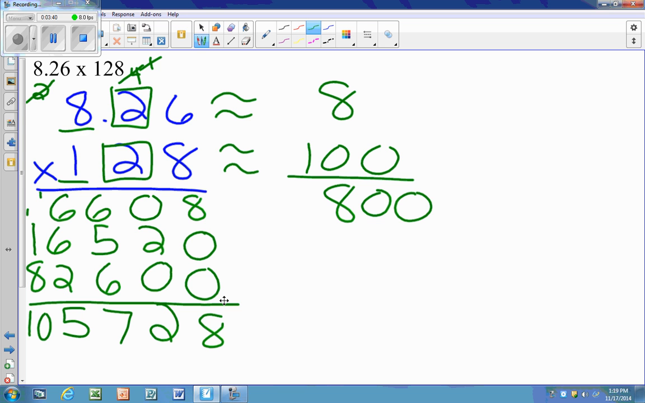And once again, I'm going to ask myself, is 105,728 close to 800? Not at all. I believe my math might be right. I should probably double check my decimals. There are 2 jumps. So 2 jumps. And now I'm going to ask myself, is 1,057 close to 800? That's close to 800. So it seems like a reasonable answer.